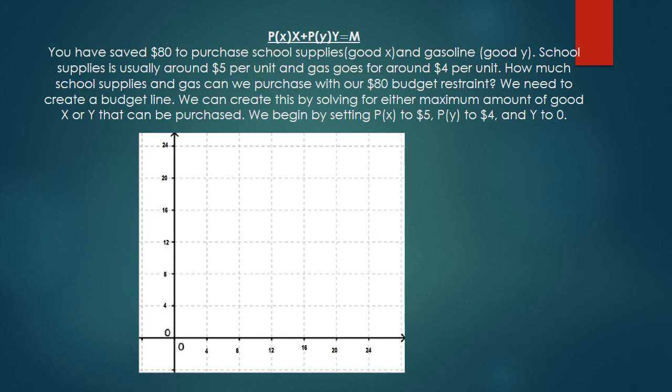We need to create a budget line, and we can create this by solving for either the maximum amount of good X or the maximum amount of good Y that can be purchased. We can solve that by setting P of X to $5, P of Y to $4, and if we're going to solve for X, we'll set Y to 0. Once we plug these numbers into the budget line formula, we get $80 is equal to $5 times X, since we're solving for X, plus $4 times 0, the number of good Y we're purchasing, and we get 16 units of good X that can be purchased with a budget of $80.